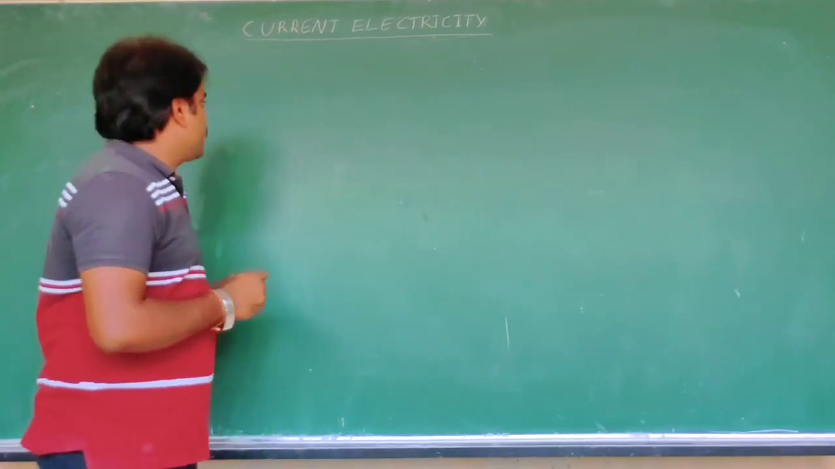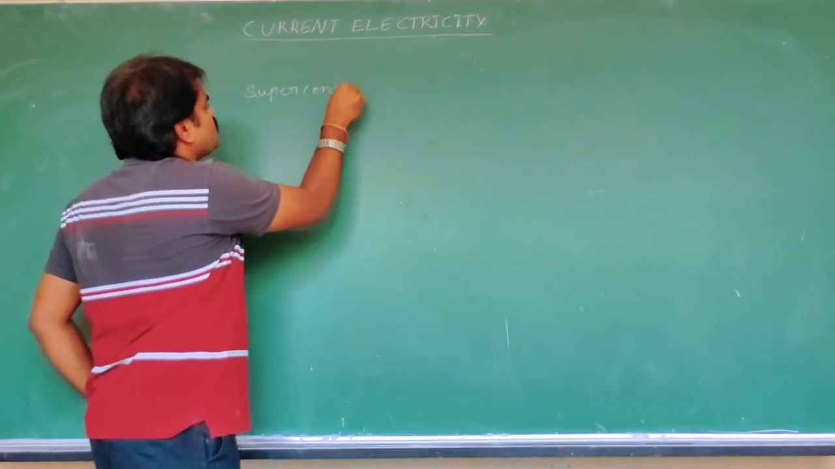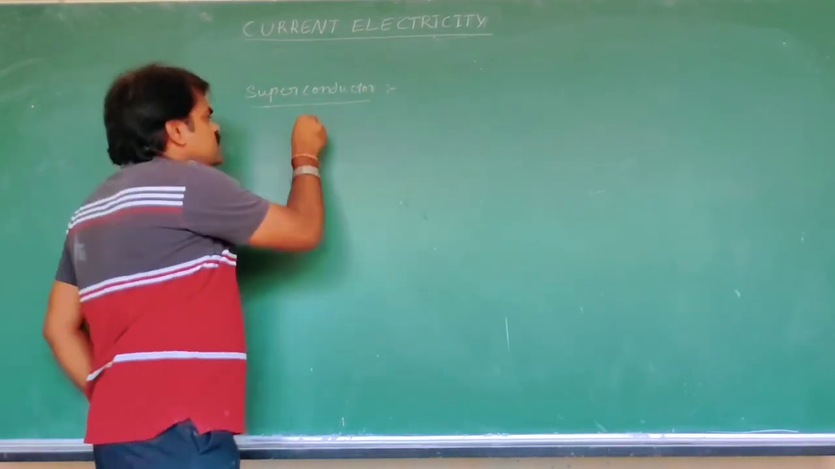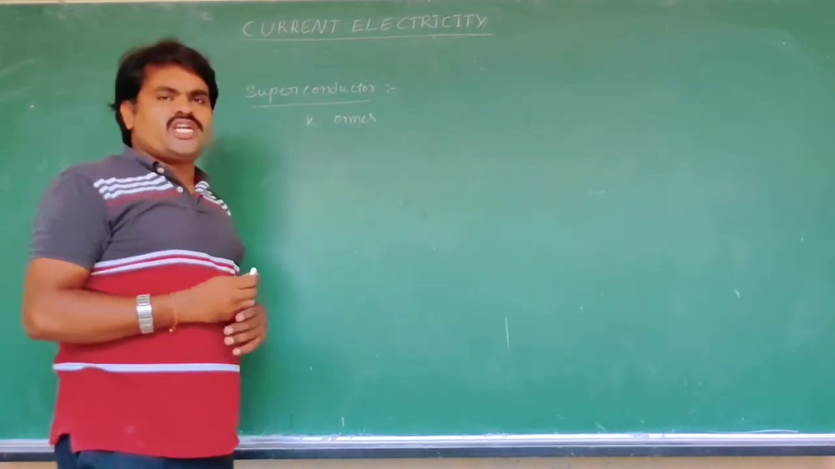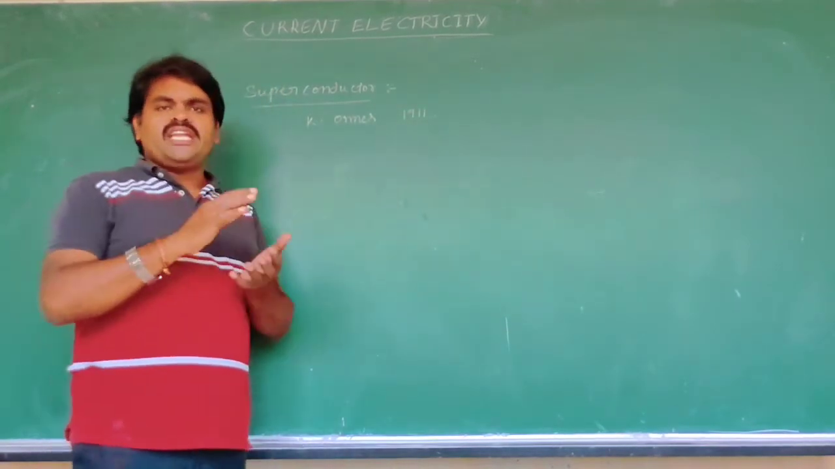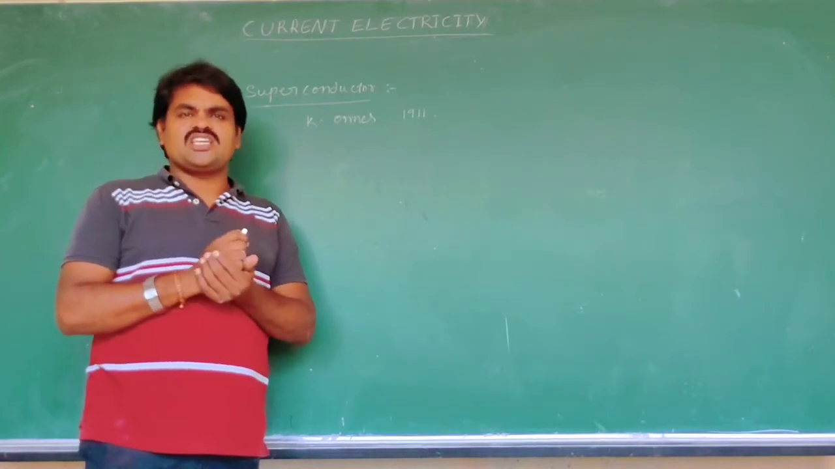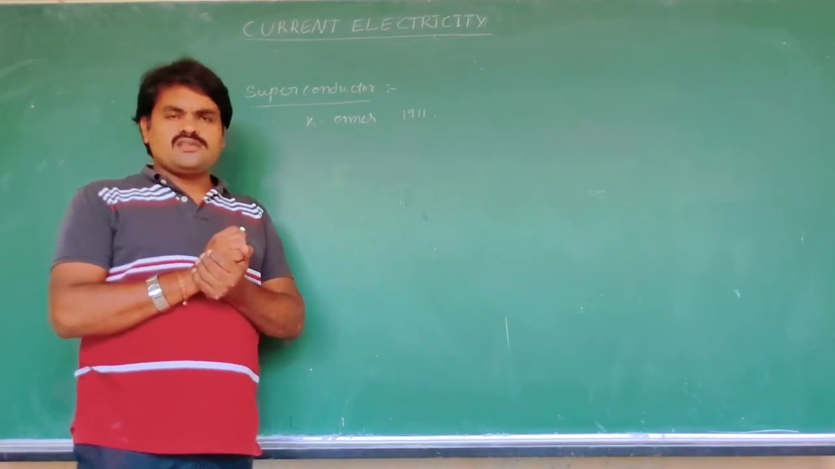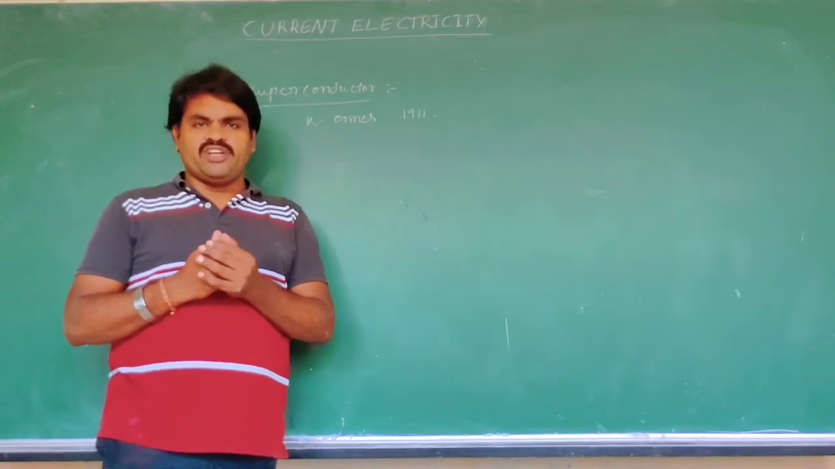Now, superconductors. Professor K. Onnes discovered in 1911 that some materials and alloys lose their resistance at low temperatures. Almost the resistance becomes zero. This phenomenon is known as superconductivity.